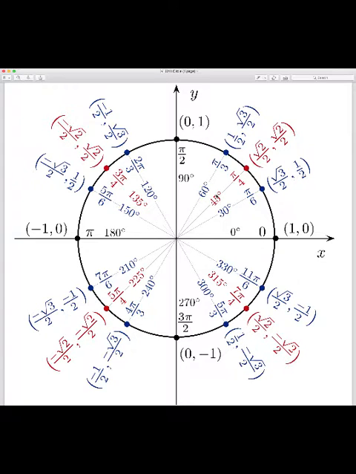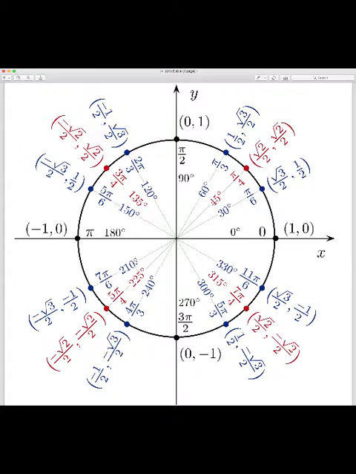So at 45 degrees, the sine is the y coordinate, which is square root of 2 over 2. And the x coordinate is also square root of 2 over 2, so that would be cosine of 45. What about at 90 degrees? At 90 degrees, the cosine would be the x coordinate, which is 0, and the y coordinate is the sine of 90, so the sine of 90 would be 1.